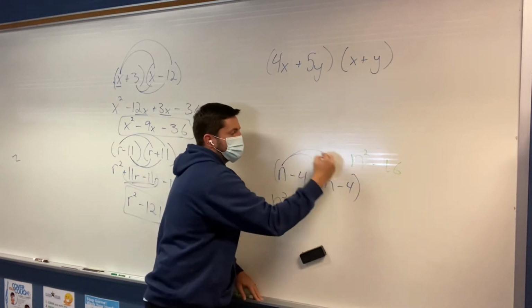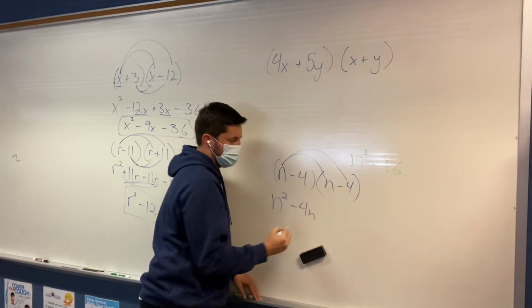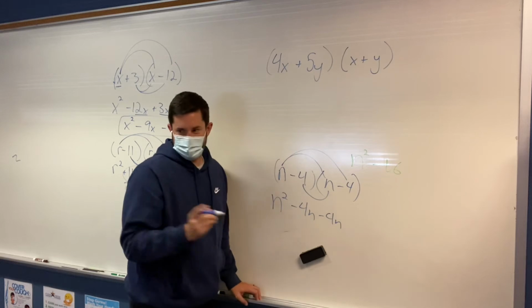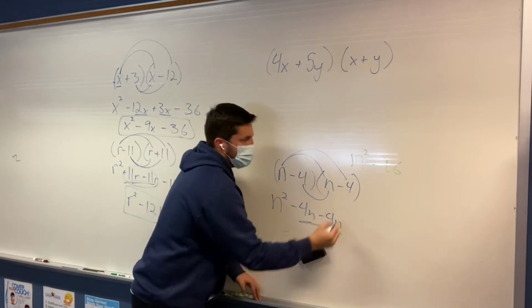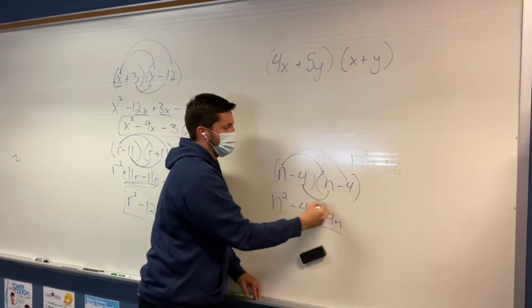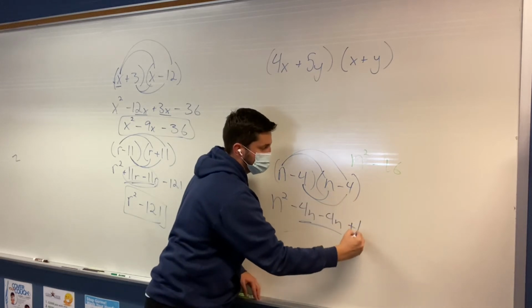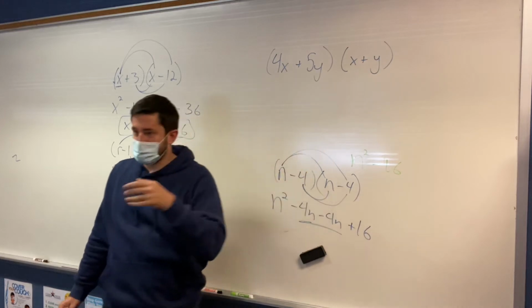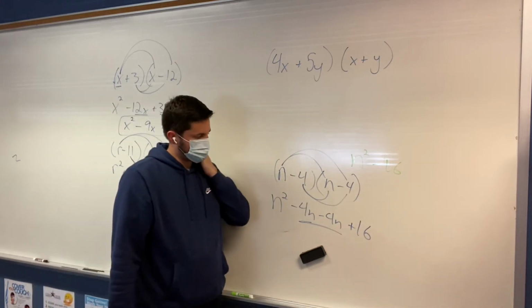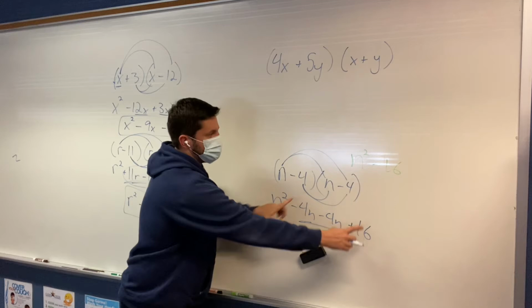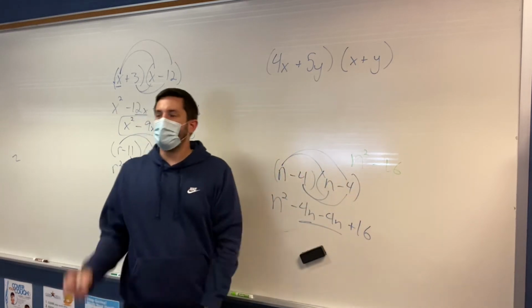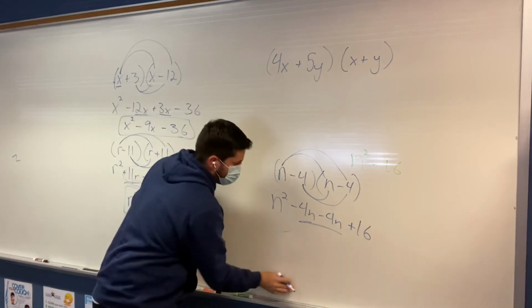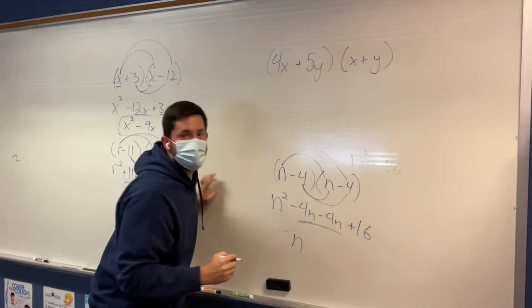But then I get n times negative 4 is minus 4n. Negative 4 times n is minus 4n again. This is why it's not that, because then I have a negative 4 times a negative 4, which is a positive 16. So be careful with all those types of things. You see the n squared and the 16, but hopefully you see why it's not just squaring each term.